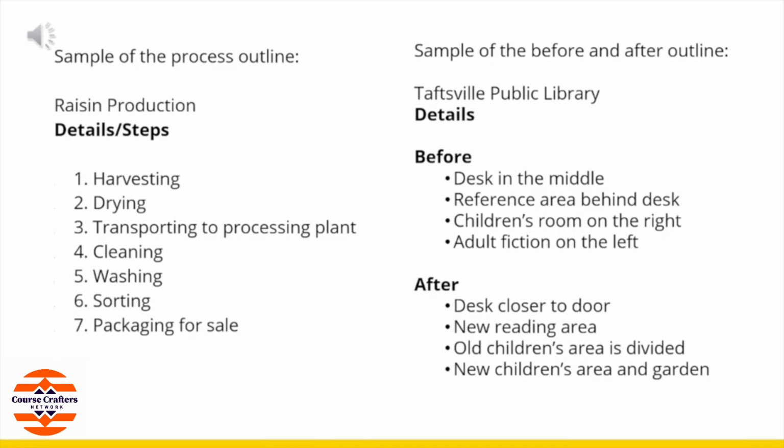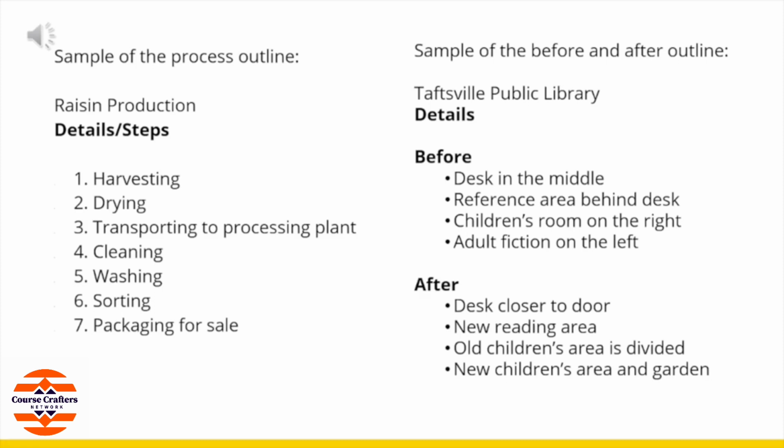And then next one, we have the before and after essay. And as you can tell, I took notes a little bit differently in this case. So I have notes for before with the key points. For example, before the desk was in the middle. After that, we have reference area was behind the desk, children's room was on the right side, and adult fiction was on the left side.